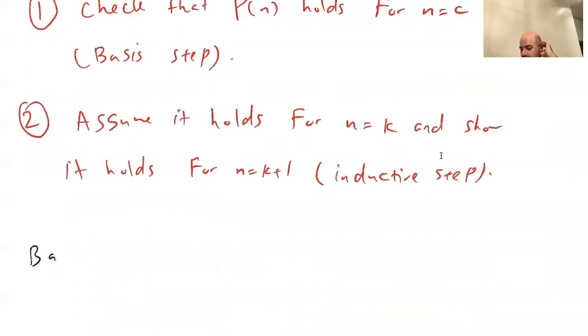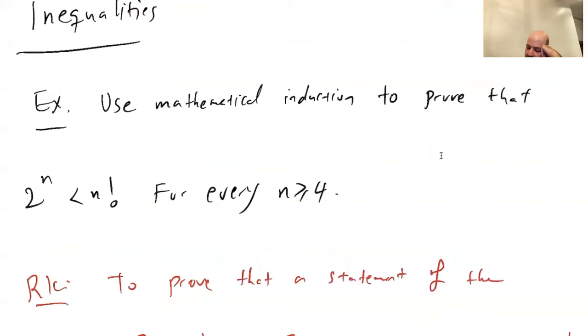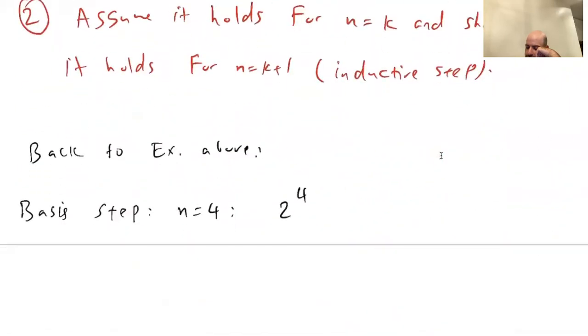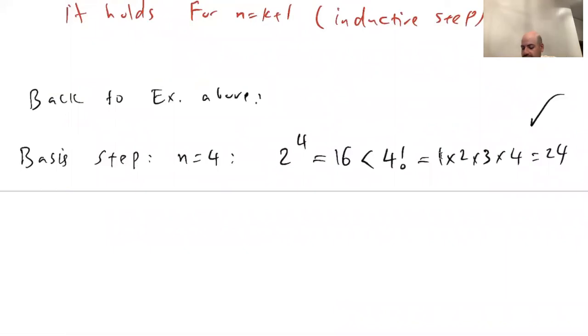So back to the example above. We want to show that this statement holds for every n bigger than or equal to 4. So first we have to check for n equals 4. So basis step. N equals 4, then 2 to the power 4 is 16, which is less than 4 factorial. 4 factorial, as you know, means 1 times 2 times 3 times 4, and that's 24. So 16 is less than 24. Well, that's true.